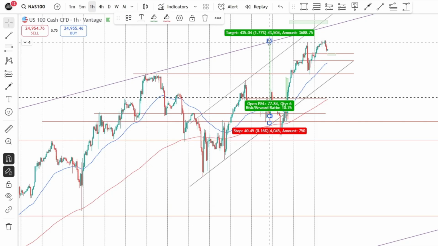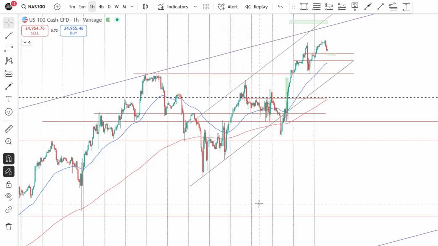Now I know it got stopped out, but what it does show me is that there is potential for really good precision entries and massive risk reward.